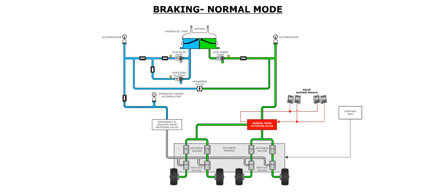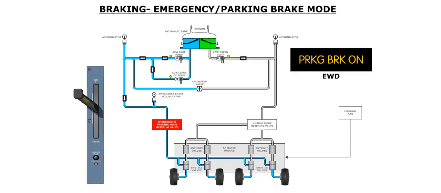In the normal brakes mode, the main gear wheel brakes are powered by the green hydraulic system. Braking is applied by pressing the pilot brake pedals. The emergency and parking brakes mode uses the blue hydraulic system. This mode is controlled by the emergency parking brake handle. An amber parking brake on message is displayed on the EWD anytime this handle is not in the fully released position.